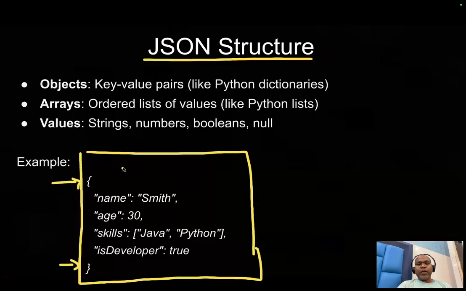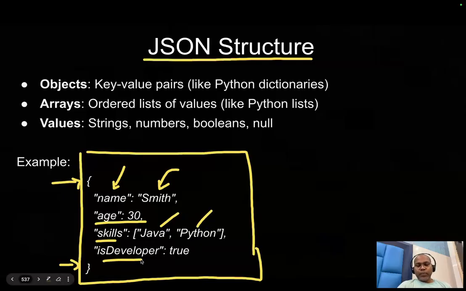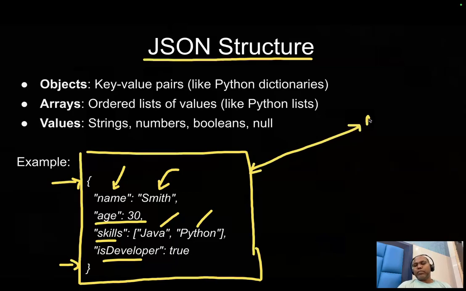An object has a name, this is Smith, age 30, and what skills they have, skills they may know: Java, maybe Python, any other language, maybe developer or designer or whatever. So these are the information you want to exchange from service A to service B. Okay, so this is the JSON format.